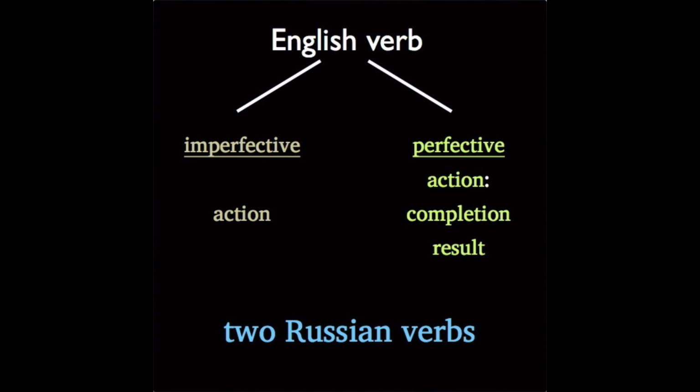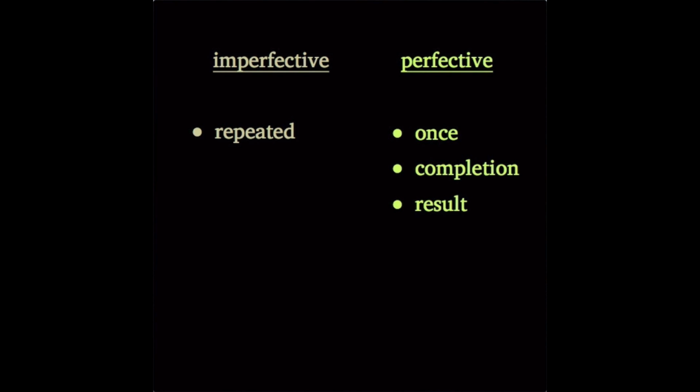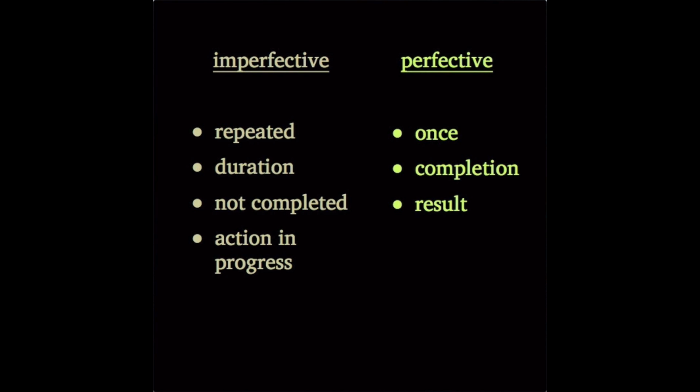Let's flesh this out a little bit more. Perfective verbs are typically used for actions that happen once, are completed, and when there's some result that's relevant. Imperfectives are used then for repeated actions, or when you emphasize duration, when the action wasn't completed, or when the action is described as being in progress, or even when it's just not important whether it was complete or not.